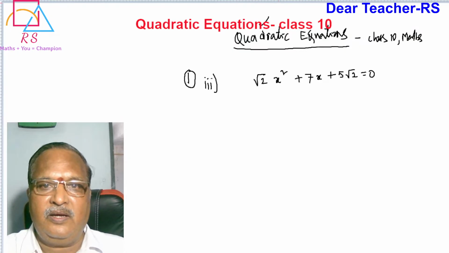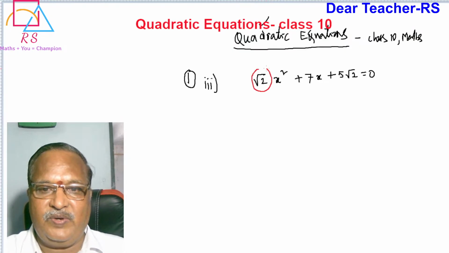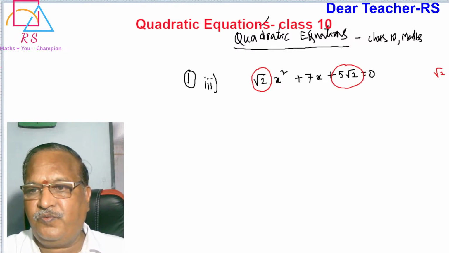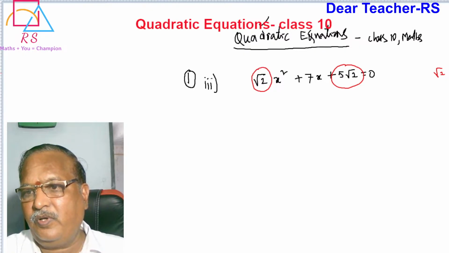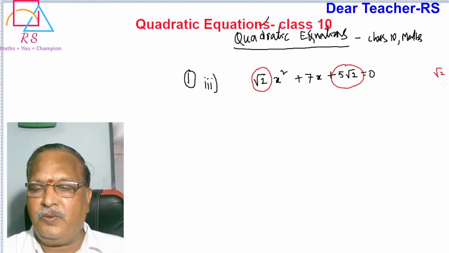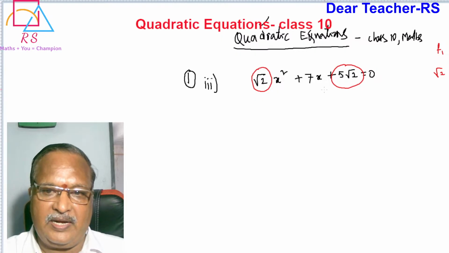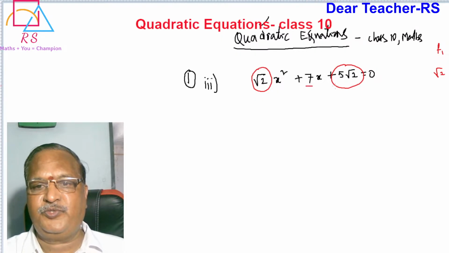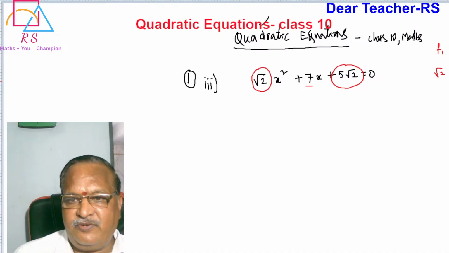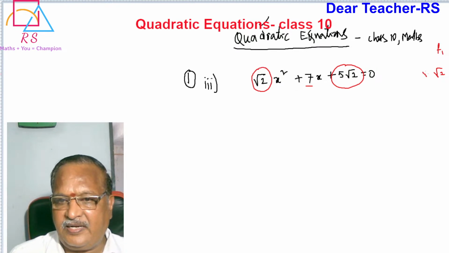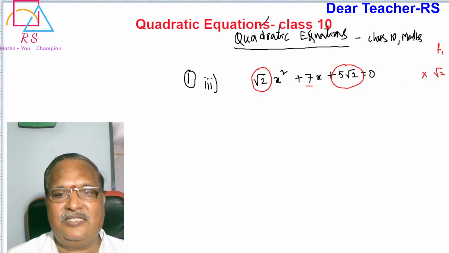You take the coefficient of x square, root 2, into the constant term, 5 root 2. So now the product is root 2 into 5 root 2, it is 10. Now you have to use these factors, factor 1 and factor 2, and by adding or subtracting these two factors you should get the middle term's coefficient. So root 2 plus 5 root 2 is 6 root 2, but here only 7 is there. So these two factors are not suitable to split this term.